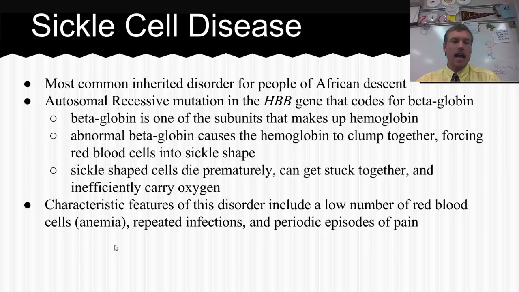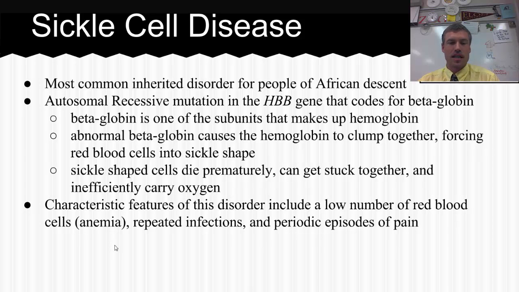And what happens is that the abnormal beta globin, when it is coded for by the mutation, causes the hemoglobin to clump together, forcing the red blood cells into a sickle shape. Now, it's not like this all the time, but it can happen. It can be triggered to occur. These sickle-shaped cells tend to die prematurely, even those that haven't become sickle-shaped, but just in general, they tend to die a little prematurely. So what that does is decrease the amount of blood cells that you have in your body, leading to the anemia.